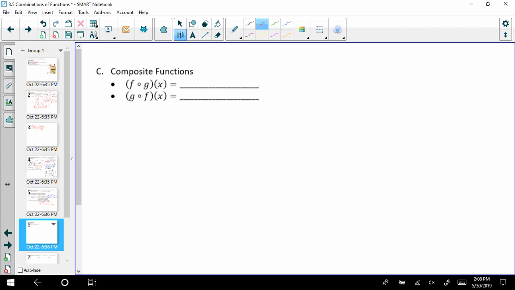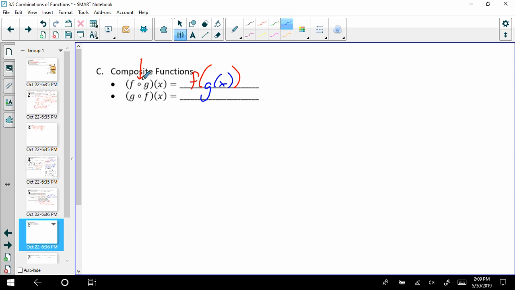There is one other way that is sometimes handy to combine functions, and it's called composite functions. And the symbol for composite, it looks like a little ring. So that's read as f composed with g. So literally what that means to do, if you see that symbol in math, it means you're going to take f, but you're going to substitute g into it.